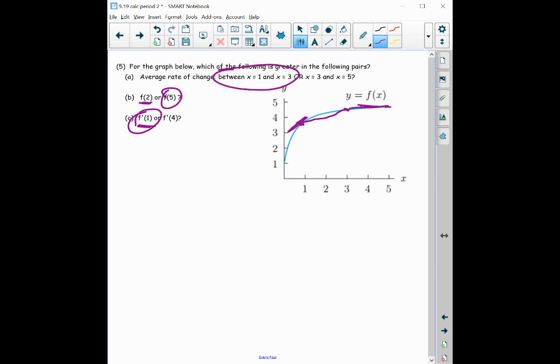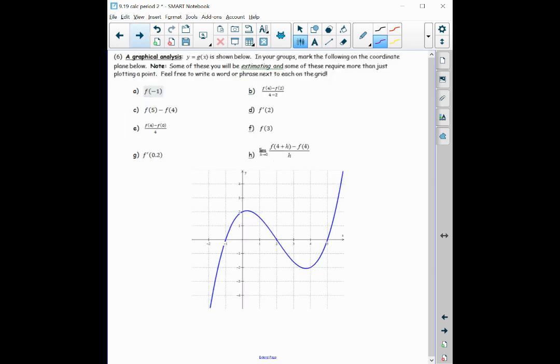Okay, we'll do a couple more just to keep our brains getting comfortable with the derivative. What we're going to do here is just label and draw. On your own, try these. It'll probably take you 2 to 3 minutes to get through them. Note, for some of these, you're going to be marking on the graph. For some of them, you're going to be estimating them. Some of these require more than just plotting a point. Feel free to write a word or phrase next to each on the grid.